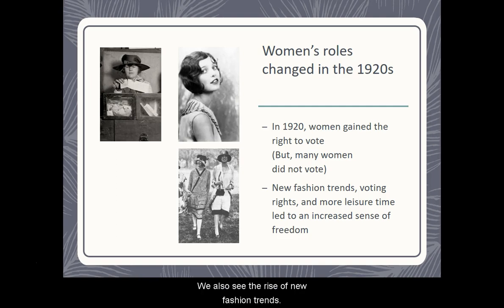We also see the rise of new fashion trends. Ladies were now much more casual in a way. Their collars are not up to their chins. Their sleeves are not down to their wrists. Their skirts do not drag the floor. For the first time, it is acceptable for a lady to show her ankles in public. So hemlines and skirts are getting shorter. And women are getting more leisure time, just like men. Americans in general in the 1920s see a rise of leisure time, and all of this leads to an increased sense of freedom for these women.